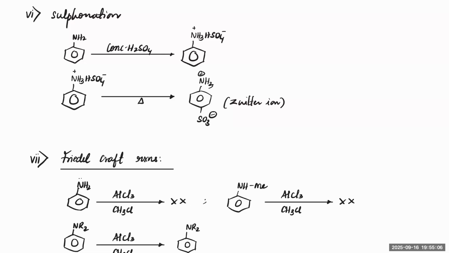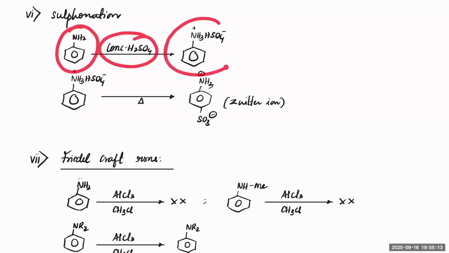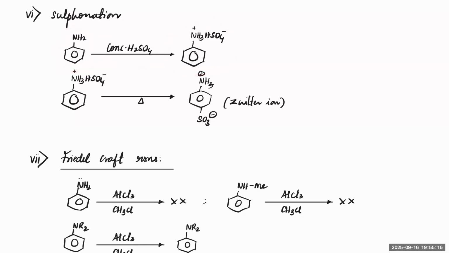When it comes to sulfonation, from this para position it can attach, but first thing it will do is an acid base reaction. And thereafter, as you heat, this sulfate will come out and reach the para position. When it reaches here, sulfate has a negative charge, ammonium has a positive charge. And a molecule which has both positive and negative charge present within it is called a Zwitter ion. Clear?